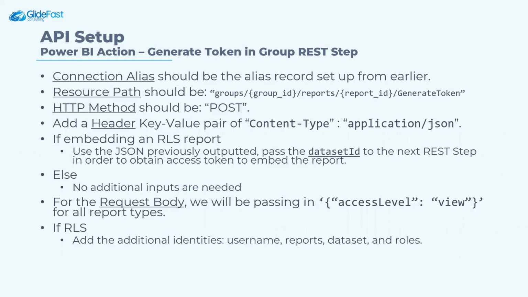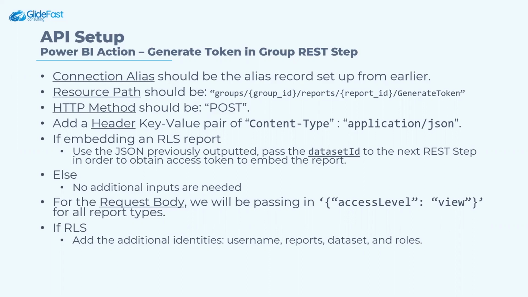So the next step is another REST step. So this one is the post, and this one allows us to generate that access token to give us the ability to display the reports. So again, it's a very similar setup. It's the same connection alias from earlier, and then the resource path is pretty much the same as well, with the addition of /generate token at the end, and then your HTTP method should be post. And then make sure that you also set a header key value pair of content type to application/JSON. And that's to ensure that our REST call is in the JSON format.